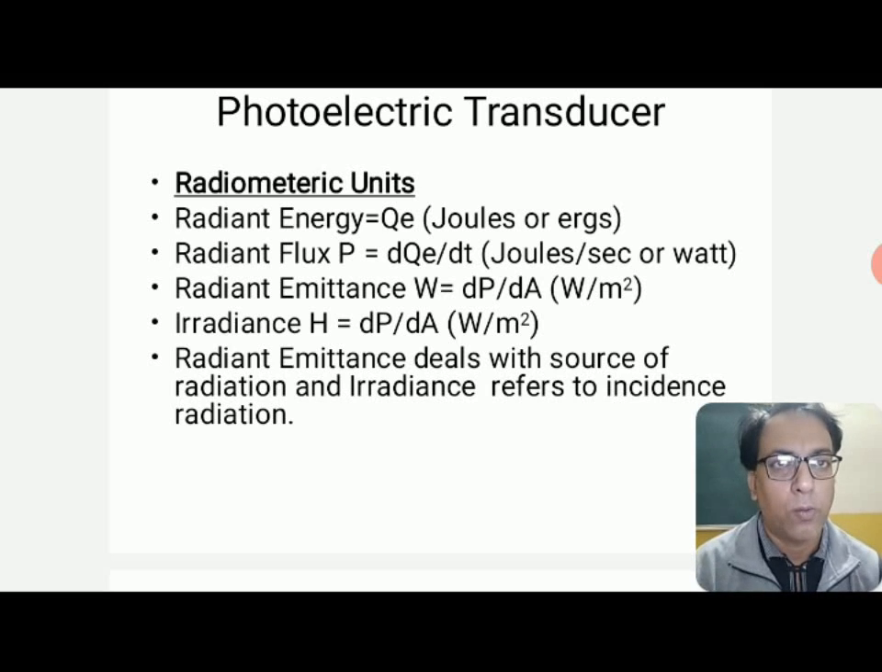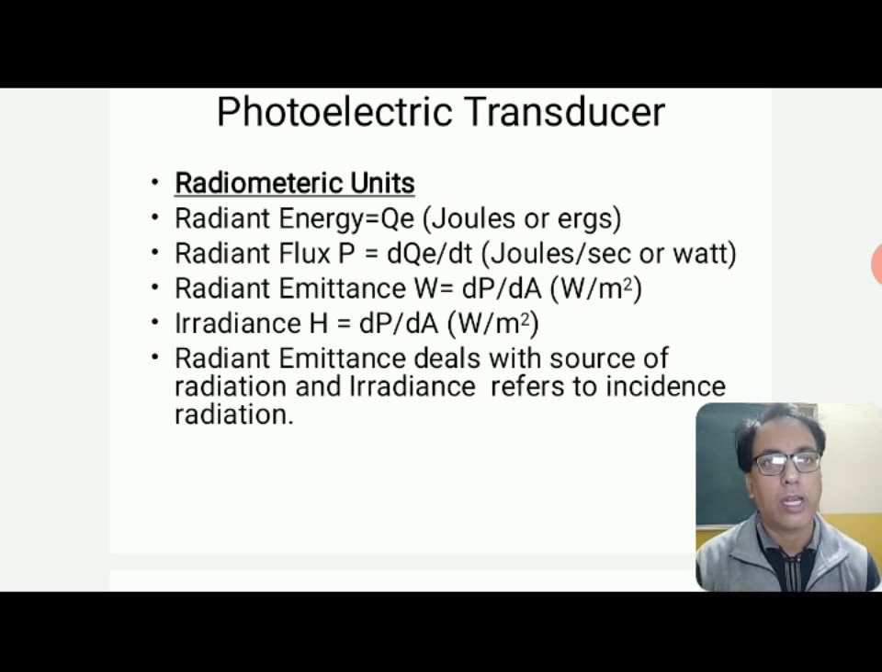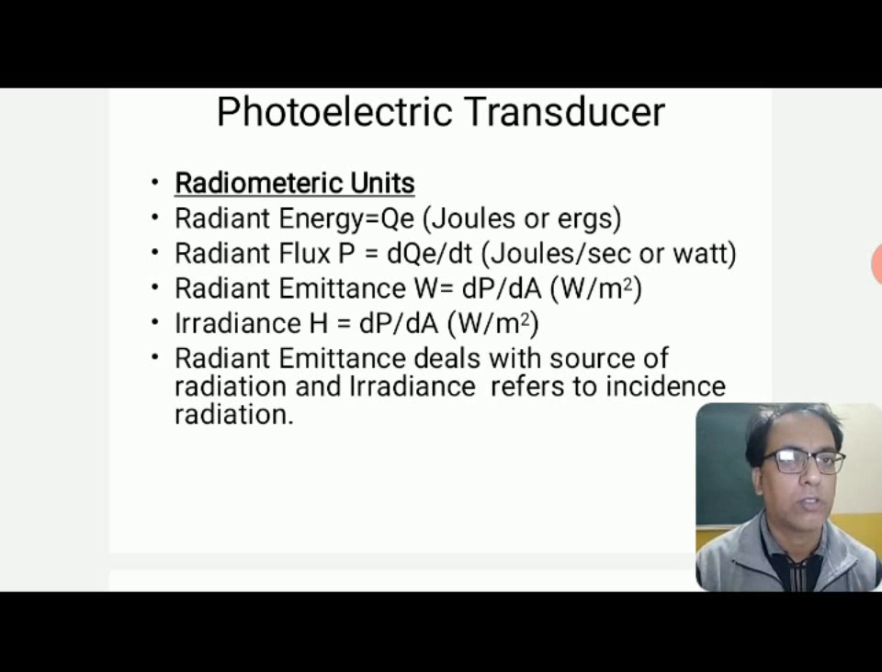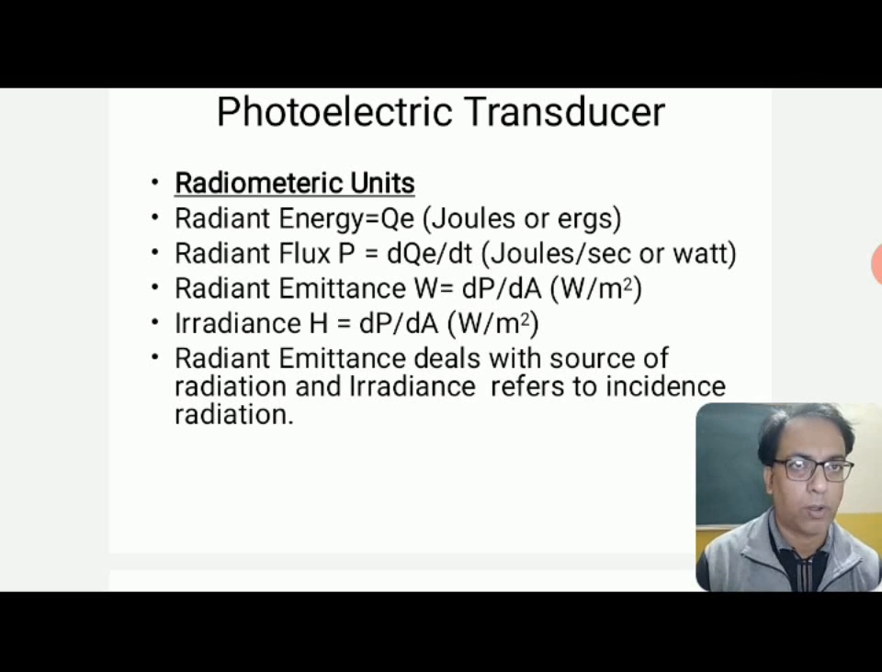Okay, one is radiant emittance and another one is irradiance. Again, this is also power per unit area, but the difference is that in the case of emittance, it is the radiant energy emitted, and in the case of irradiance, it is radiant energy absorbed. Both are expressed in watt per meter square. Now the radiant emittance deals with the source of the radiation, and the irradiance refers to the incident radiation. Okay.